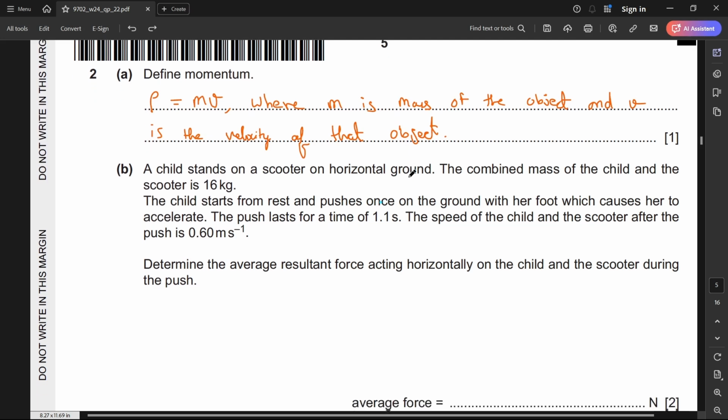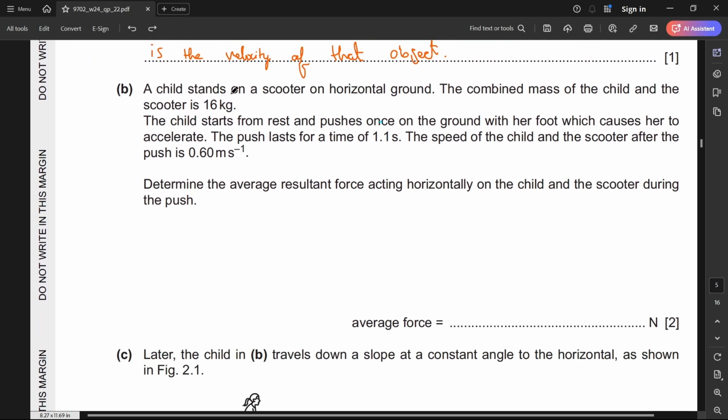Simple as that. Now for part B, a child stands on the scooter on the horizontal ground, and the combined mass of the child and the scooter is 16. So basically the scenario is something like this. You have a horizontal ground and a combined object. Let's represent that with a circle. That is a combination of scooter plus the child. It is of 16 kgs. The child starts from rest, and therefore the value of the initial speed becomes 0.